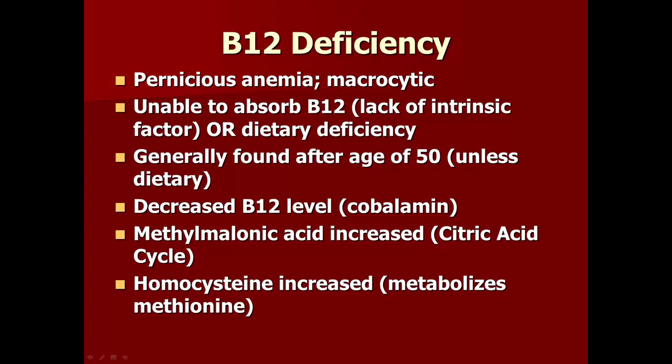We can check the methylmalonic acid. That tends to be increased. Methylmalonic acid is part of our citric acid physiologic cycle. And we would also look at homocysteine. Homocysteine levels are increased in a vitamin B12 deficiency because homocysteine actually metabolizes methionine. And again, cobalamin assists in the synthesis of cobalamin.